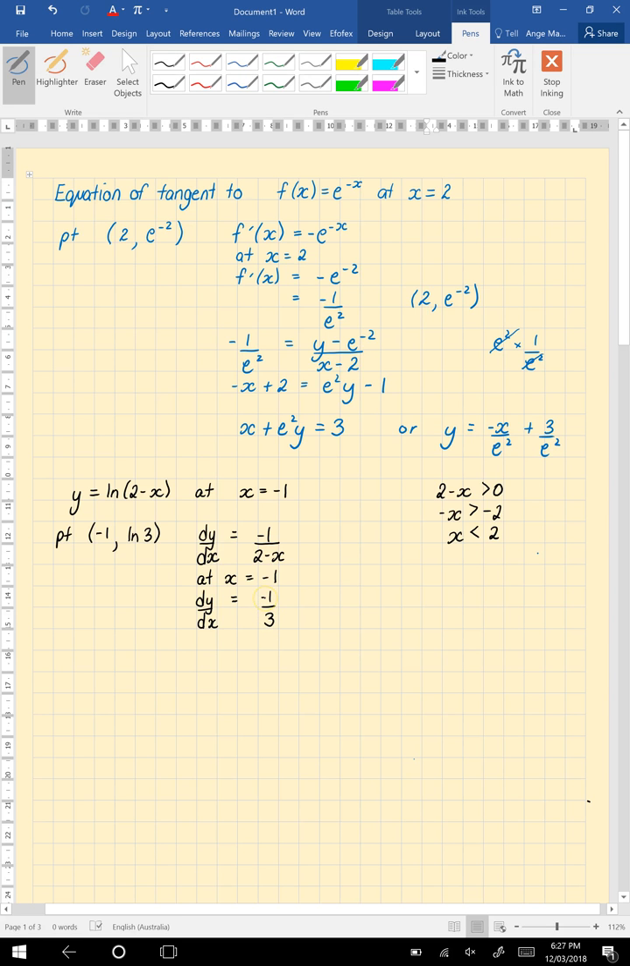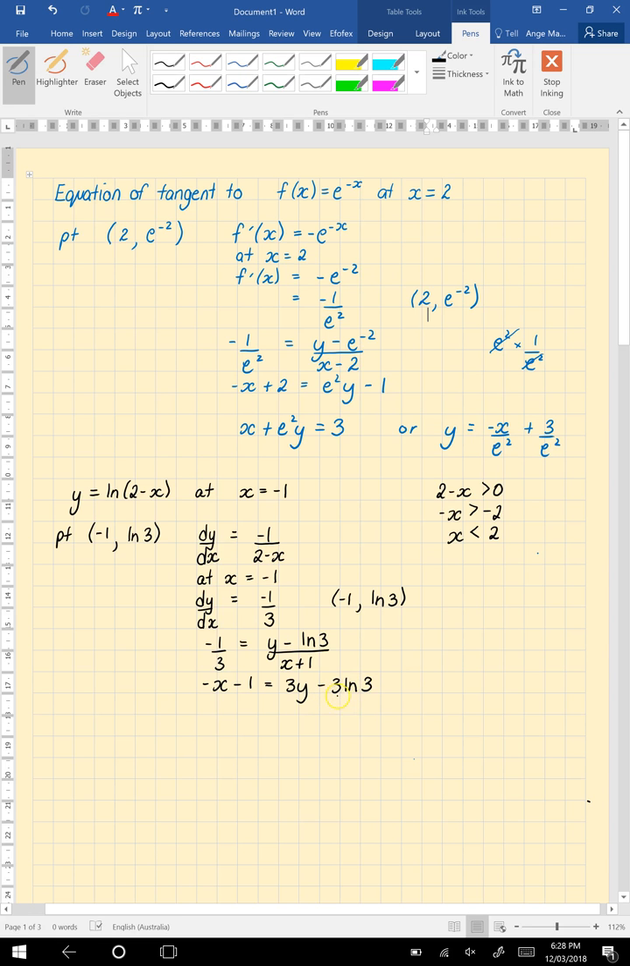We've now got our slope, we've got our point. The only difference from what we were doing previously is that we're dealing with ln's here. Remember, ln 3 is just a long-winded number, which we like to just abbreviate to ln3. So away we go. Minus 1 over 3 equals y take ln3 over x take minus 1, so we've got x plus 1. We'll cross multiply. Minus x take 1 equals 3y minus 3 ln3.